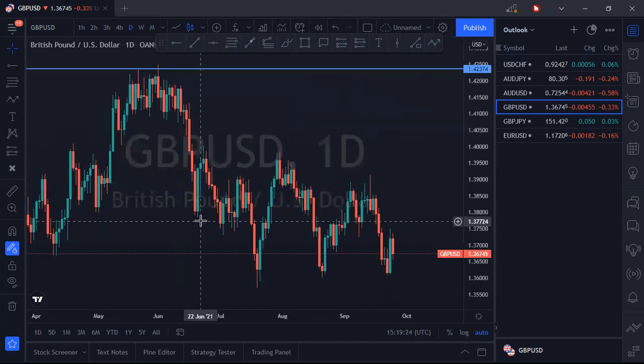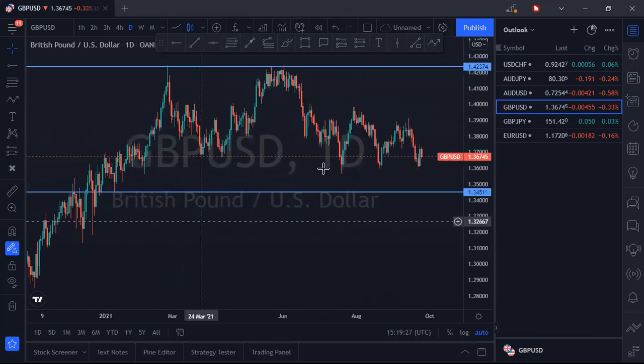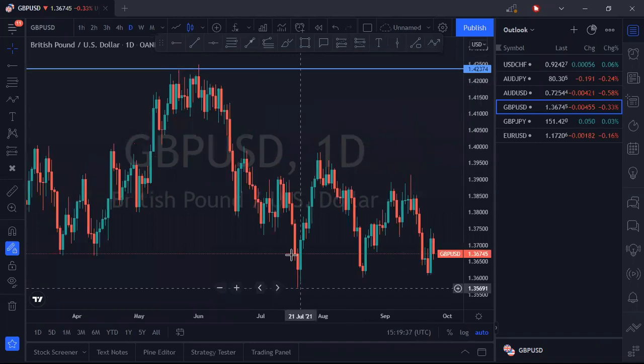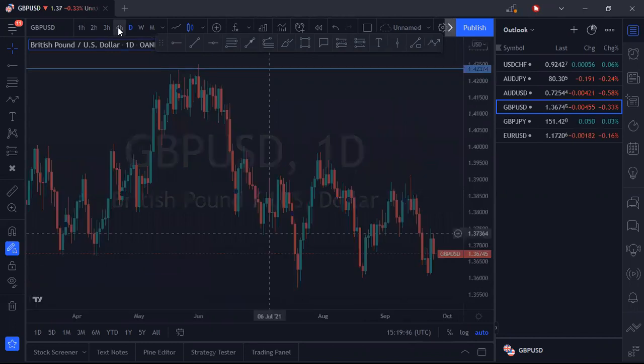So as you can see, it's still making higher lows and then lower lows. So I wouldn't want to look for buys or anything on a daily. All right. Let's move to the 4 hour and see, maybe the 4 hour can give us a different perspective.